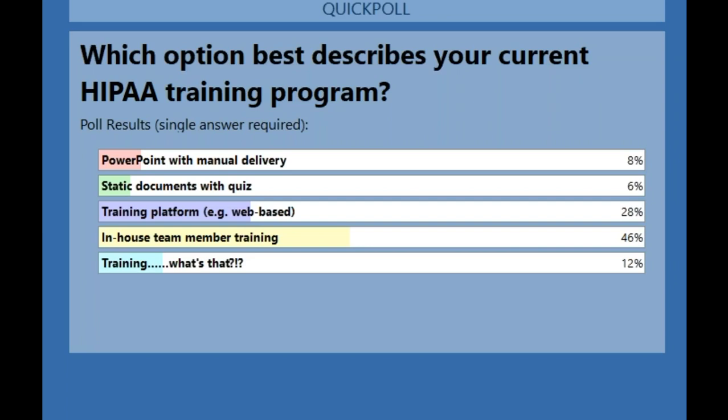And I see 28% of you are using training platforms. We do have some training platform compliance training available, in addition to follow-up email phishing attacks.